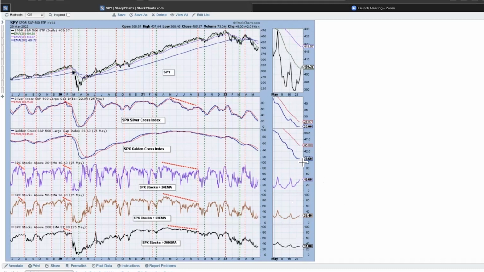Now, the GCI, we're looking at a long-term bias. We already know that it is bearish because the percentage is all the way down to 40%. But we can further have confirmation of that by looking at the percentage of stocks above their 50 and their 200s. And both of those percentages are below the Golden Cross. So now we have a long-term bearish bias. And that's the information on the Silver Cross Index, the SCI, and the Golden Cross Index, the GCI.